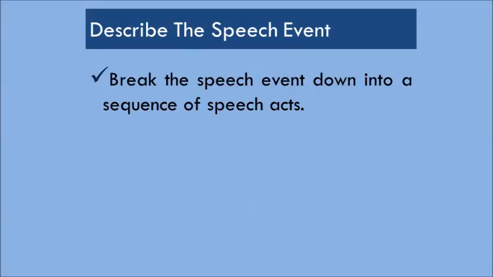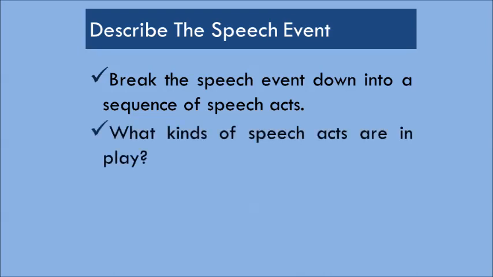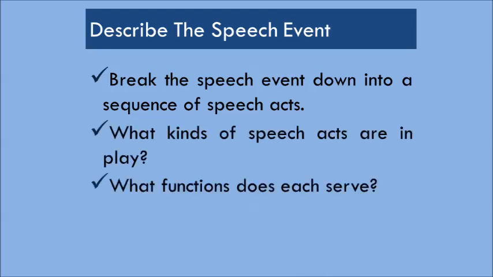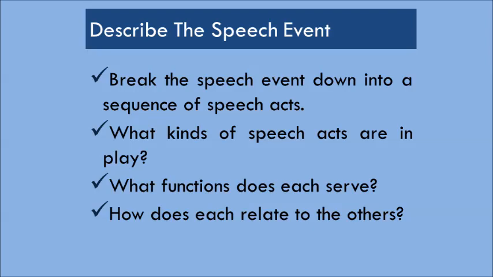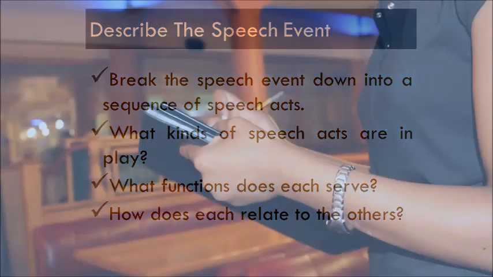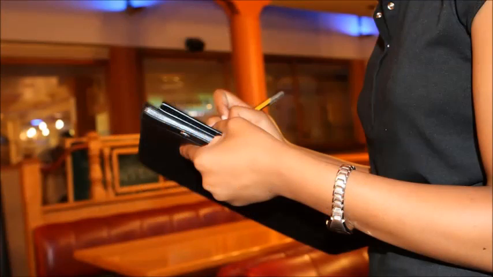Step 4. Break the speech event down into a sequence of speech acts. What kind of speech acts are in play? What functions does each speech act serve? How does each speech act relate to others in the sequence? Every speech event is comprised of a number of speech acts, from greetings to drink orders to jokes to farewells. And these fall into specific kinds of sequences, and different participants are expected to take on different speech roles. In Brady's Bar, customers order drinks, waitresses respond. Customers make jokes, waitresses dismiss the jokes or laugh, and then go off and talk to their fellow waitresses about what bores the patrons are.